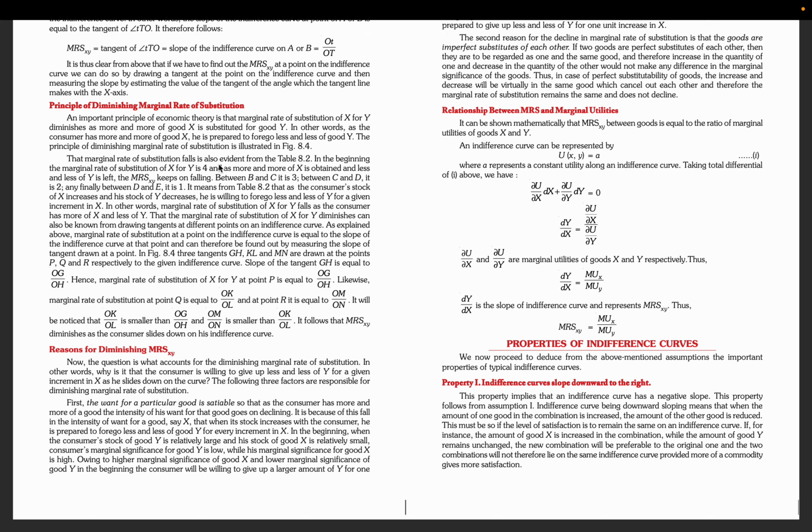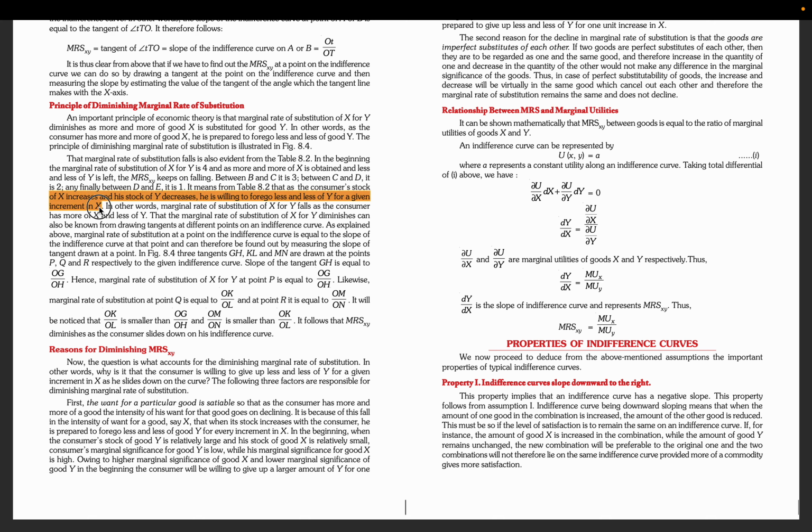That the marginal rate of substitution falls is so evident from table 8.2. In the beginning the marginal rate of substitution of x for y is 4 and then it becomes 3, and then we saw it fall down, right? Between b to c it's 3, c to d it's 2 and finally d to e it's 1. It means that in table 8.2 the consumer's stock of x increases and his stock of y decreases. He is willing to forego less and less of y for a given increment of x.